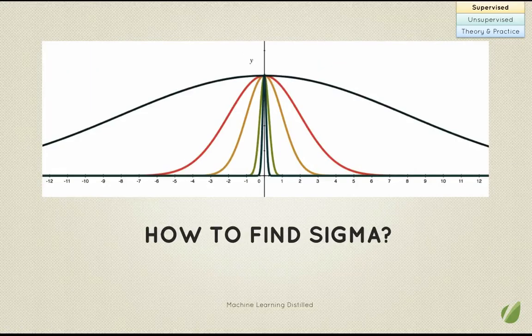So we have to ask the question, how do we find sigma? And unfortunately, the answer is essentially trial and error. You can use some smart algorithms like evolutionary computation, genetic algorithms to tune this, but there's no mathematical way to know for sure this is the best sigma without trial and error.